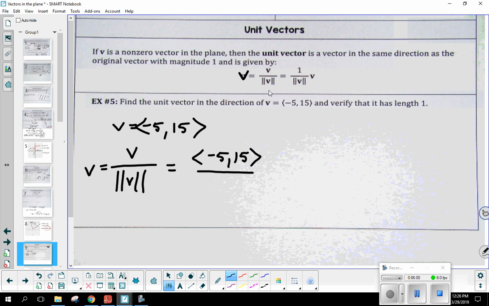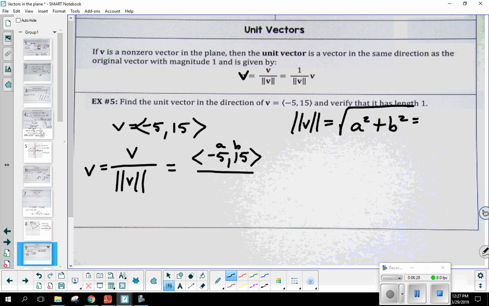But how do I find the magnitude of a vector? What was that formula we had? So he says the magnitude of V is going to be a squared plus b squared, but it has to be below the square root. Yes. That's how we find the magnitude. And remember the component form, that is a and that is b.